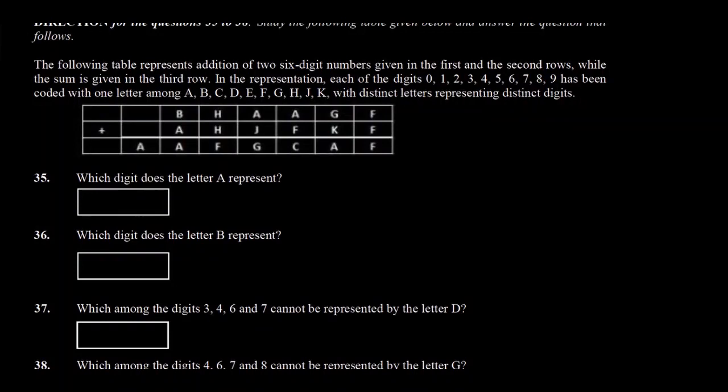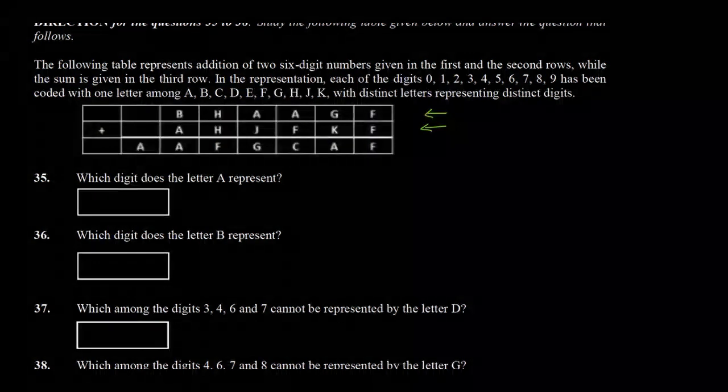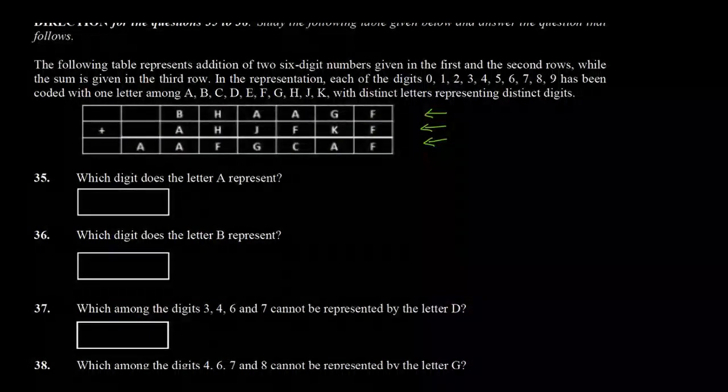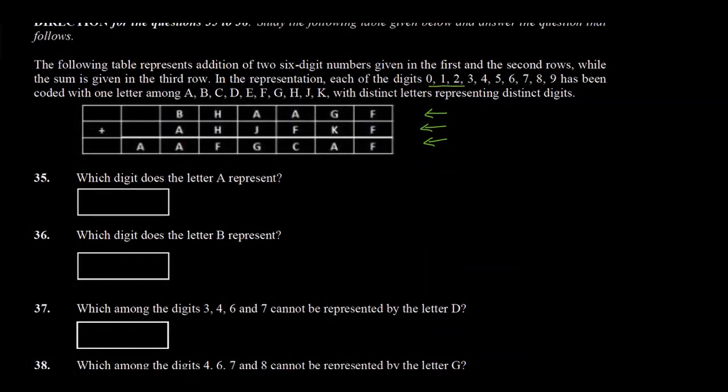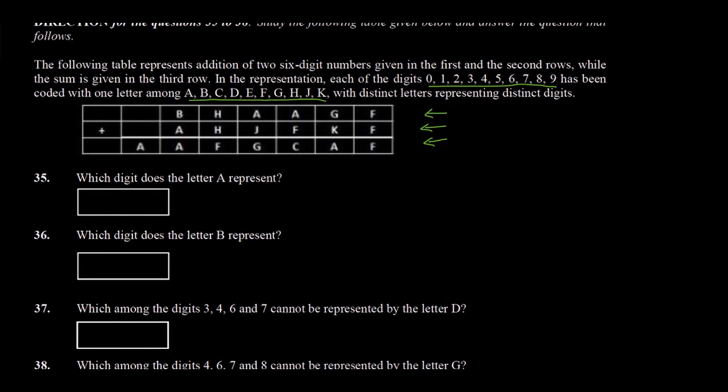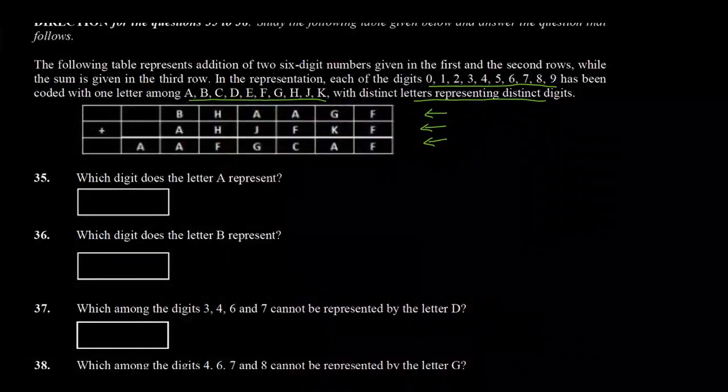The first question is about addition of two 6-digit numbers, and what we are given in the problem is a representation of the numbers by alphabets, and there are 3 rows. The first 2 rows are the two numbers, and the third row is the sum of the numbers. And we have been told that each of the numbers 0 to 9 is represented by one of the alphabets A to K, and each of the letters represents one of the numbers. So this is what we are told.